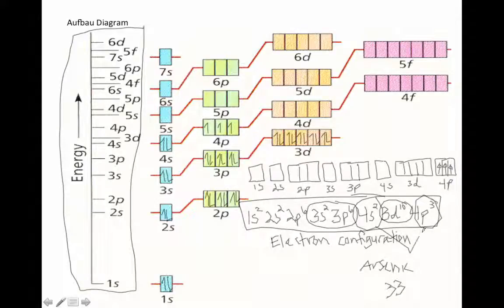5. So if I were to ask how many valence electrons are in arsenic, you could look at these two highest occupied energy levels. Those are your valence electrons, and there are a total of 5 valence electrons.